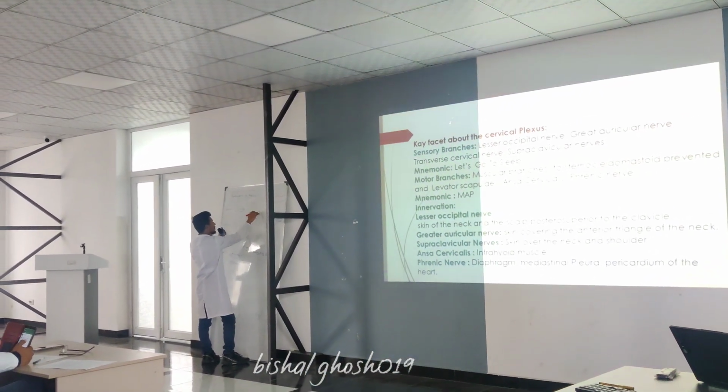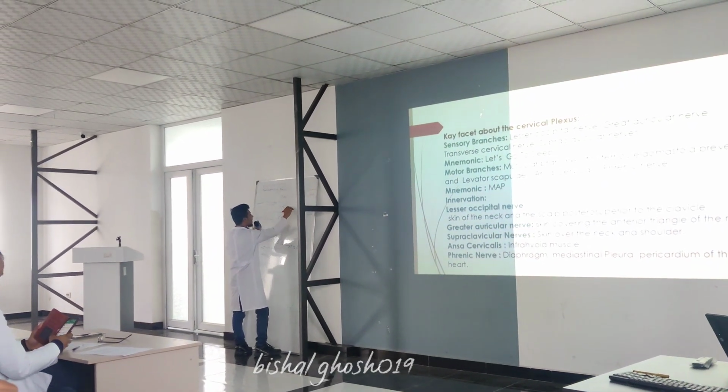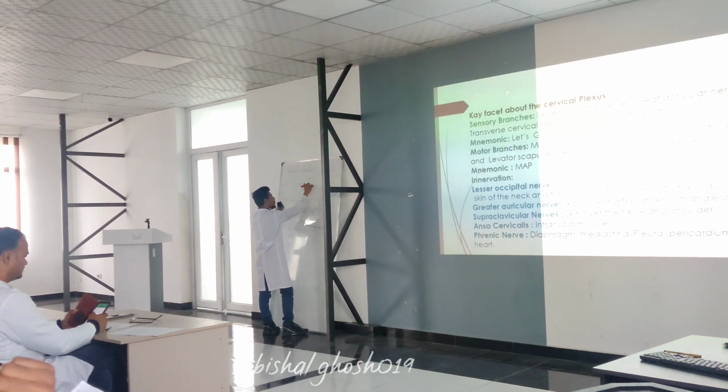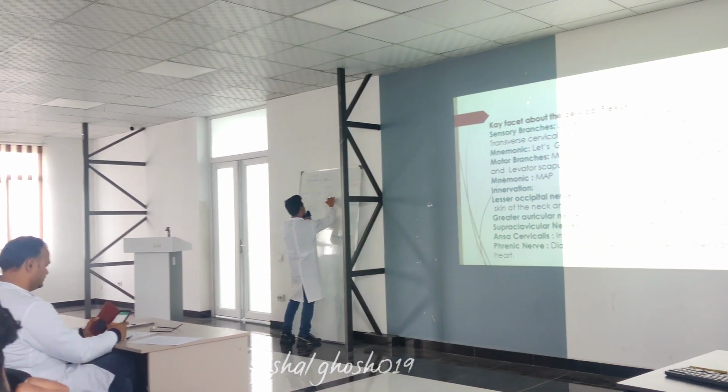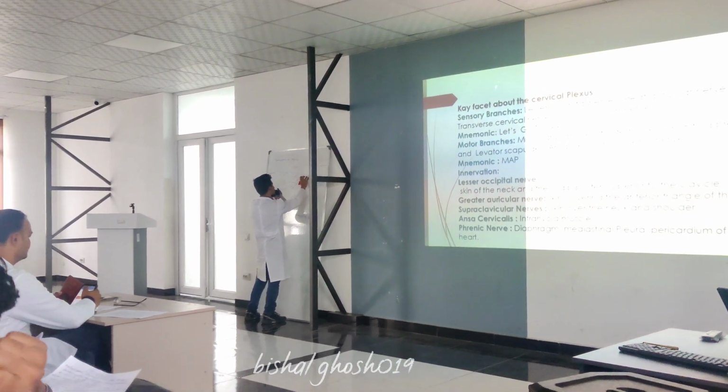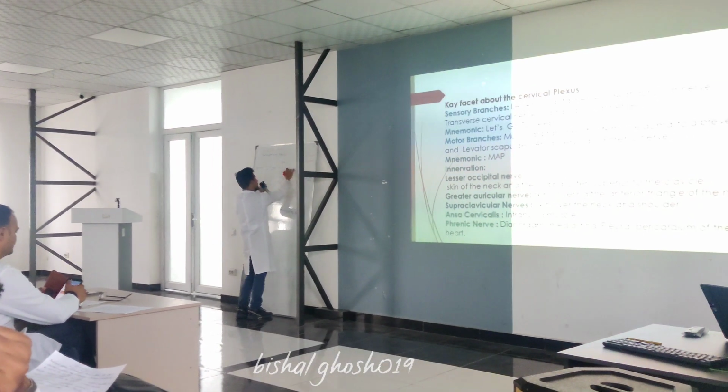And from the nerve roots C1, C2, and C3, three nerves are coming out, and they meet at a place and make a loop. This loop is called the ansa cervicalis loop. This ansa cervicalis loop innervates four muscles.